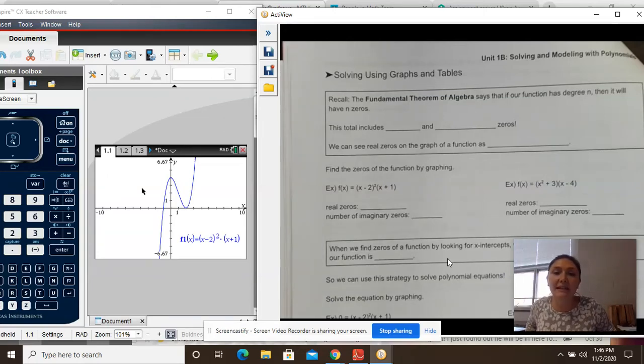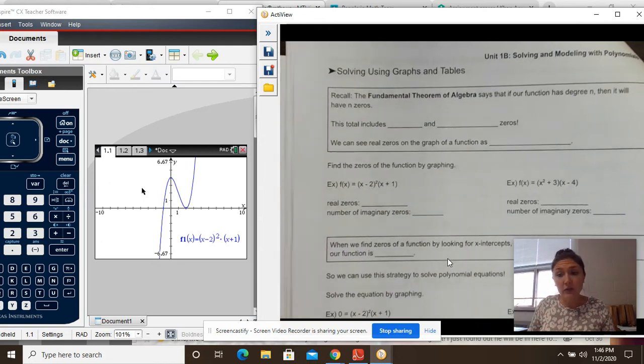Guys, today we're going to take a look at how to solve polynomial functions using graphs. The later part of these notes, which you'll see later in the week, will be how to solve them using tables. We're going to focus on the graphs for today.